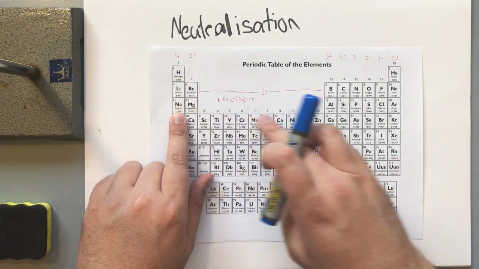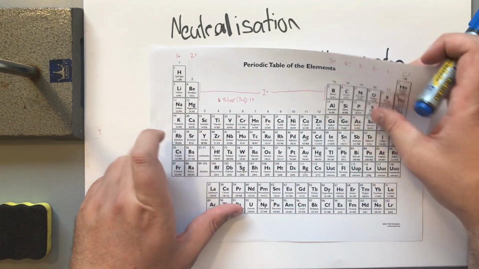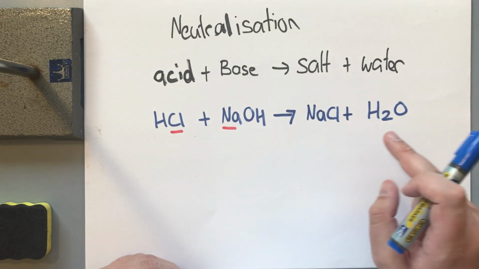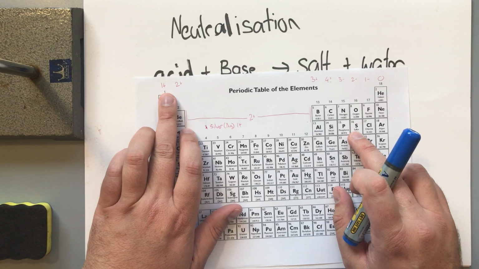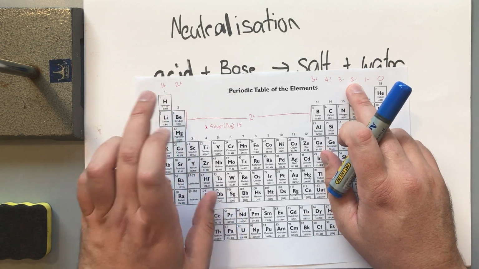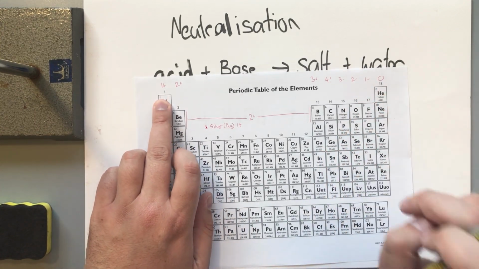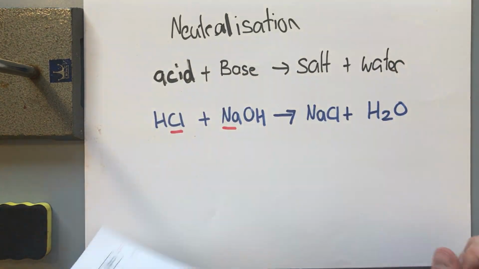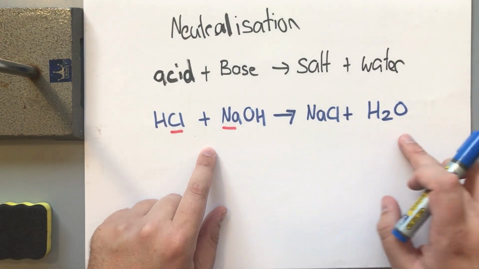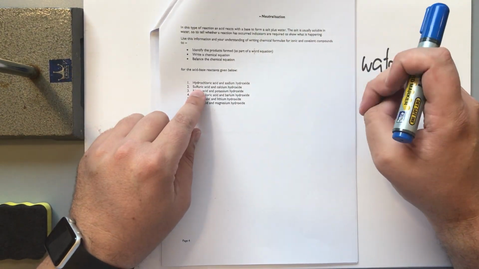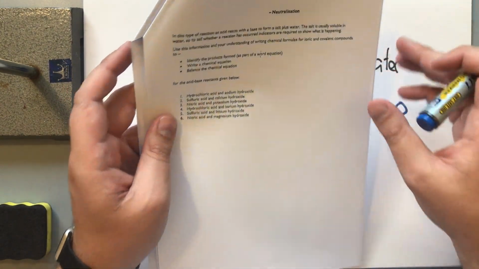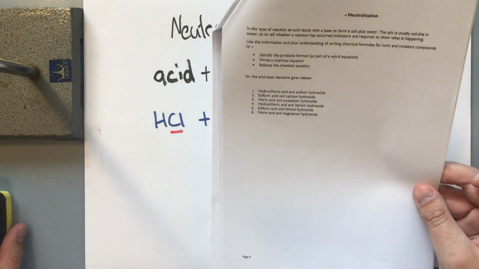Now, I'm pretty sure that's balanced, but let's just double check. Sodium is 1+, chlorine is 1-, so we know that this part's balanced. And H2O, we know that hydrogen is 1+, oxygen is 2-. We have 2 hydrogen pluses and a 2- for oxygen. We know that that's balanced. So that's the answer for our first neutralization reaction. Now, let's look at the next one, sulfuric acid and calcium hydroxide.